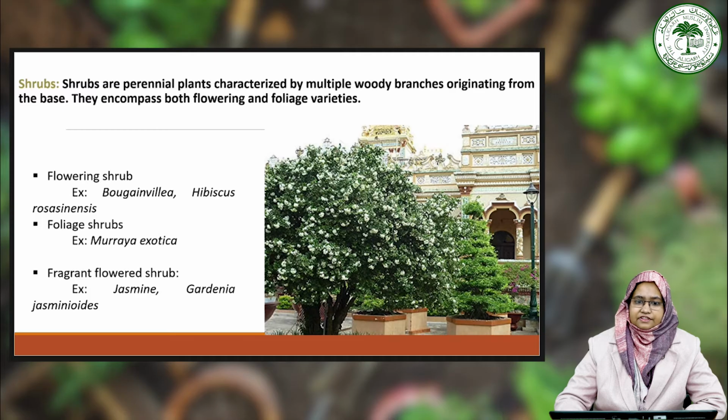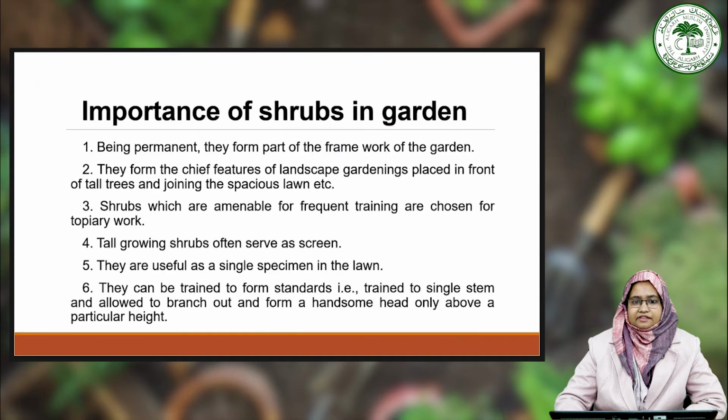Flowering shrubs include bougainvillea and Hibiscus rosa-sinensis. Examples of foliage shrubs are Murraya exotica, and fragrant flowered shrubs like jasmine. Shrubs add many benefits to landscape gardening. Being permanent, they form a part of the framework of the garden. They form the chief features of landscape gardening, placed in front of tall trees and joining the spacious lawn.